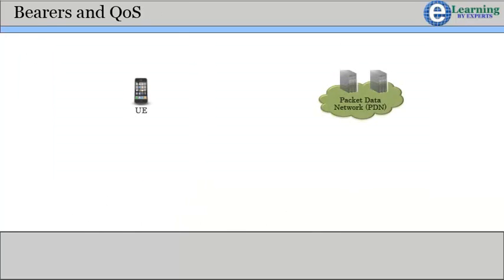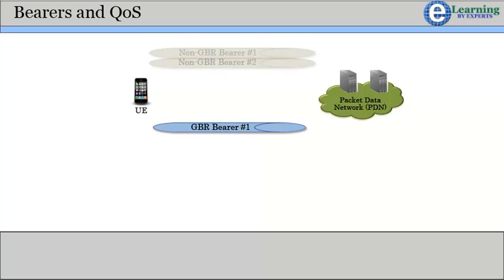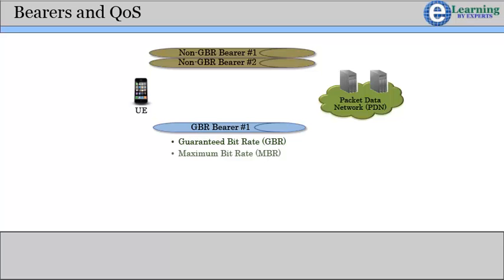Broadly, bearers can be classified into two categories based on the nature of the QoS they provide: guaranteed bitrate, or GBR, and non-guaranteed bitrate, or non-GBR. GBR bearers will have an associated guaranteed bitrate, or GBR, and maximum bitrate, or MBR. Non-GBR bearers will have associated aggregate maximum bitrates, or AMBR, for both the UE and the PDN.